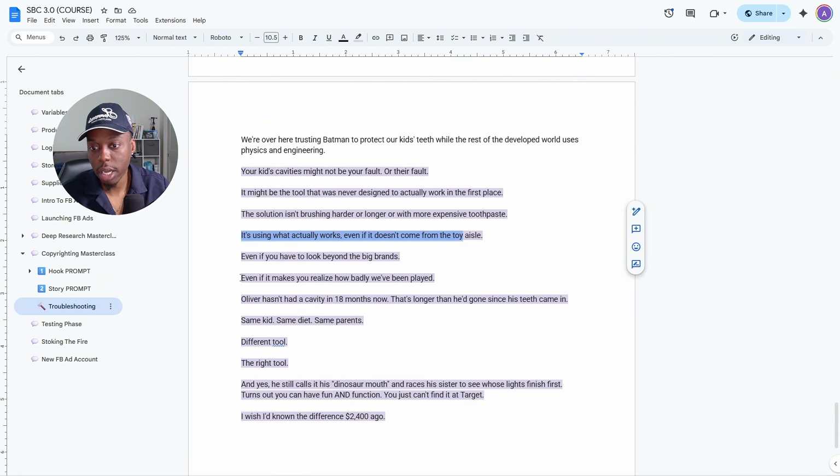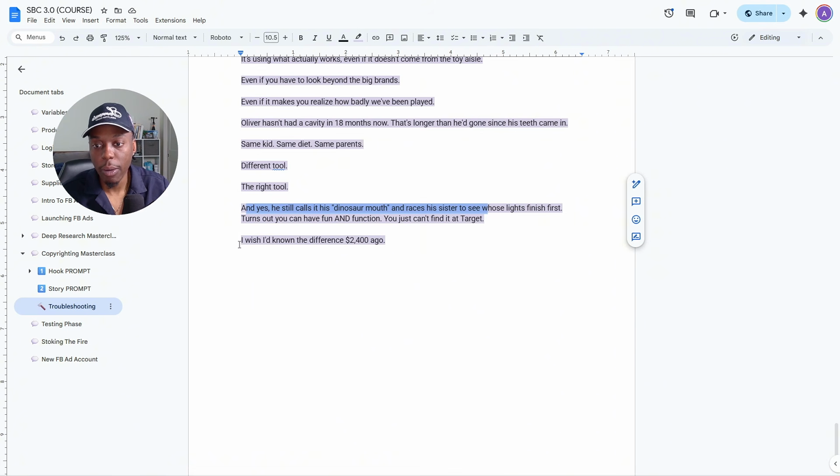But if you read here at the end, your kids' cavities might not be your fault. They're doing something wrong. Even if it makes you realize how badly you've been played. Oliver hasn't had cavities in 18 months, and yes, he still calls it dinosaur mouth and races his sister. Blah blah blah. I wish I'd known the difference $2,400 ago.